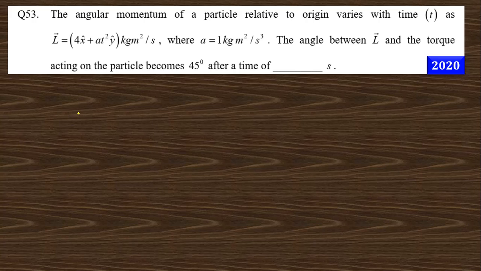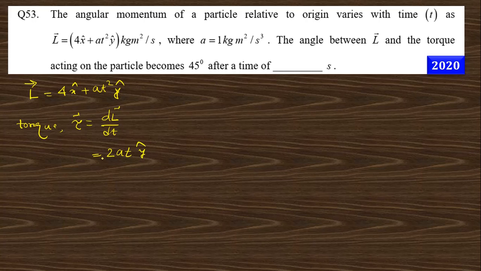The angular momentum of a particle relative to an origin varies with the time t as given. The angular momentum L is 4x cap plus a t square y cap, so this is the L vector, the angular momentum. The torque is nothing but tau equals dL/dt. So if you differentiate with respect to t, this becomes 2a t y cap.